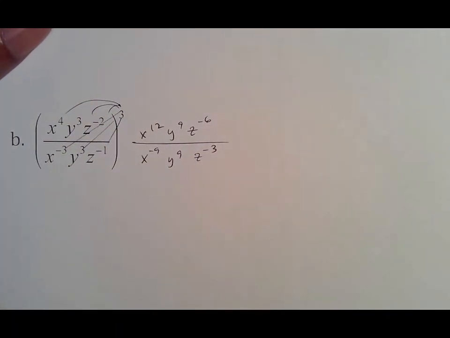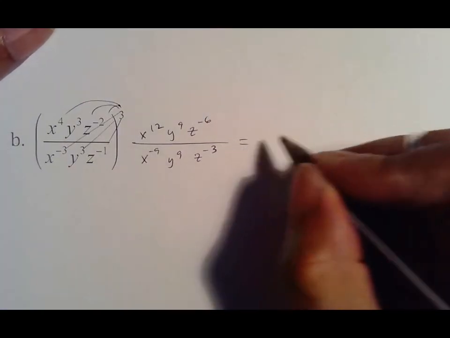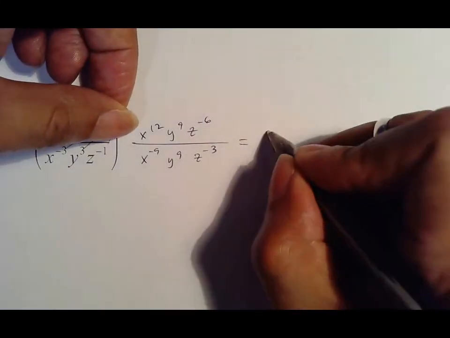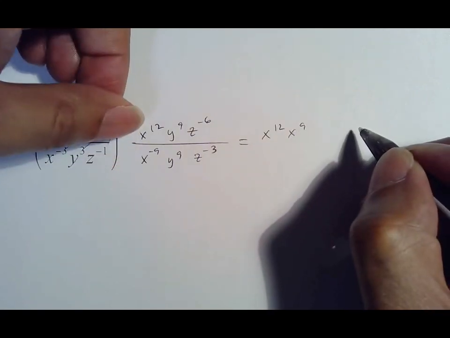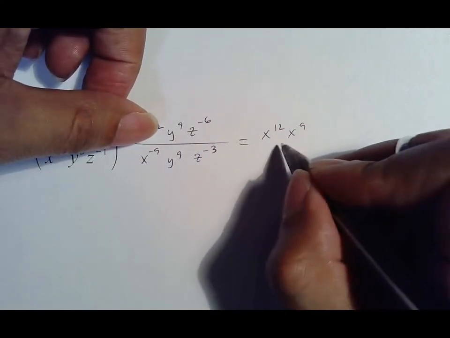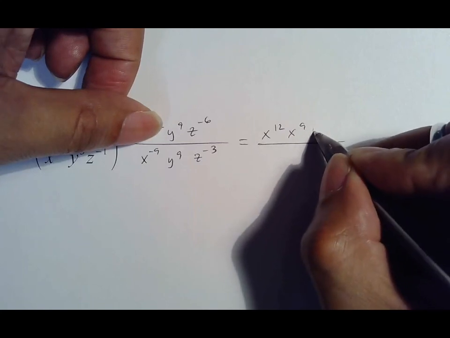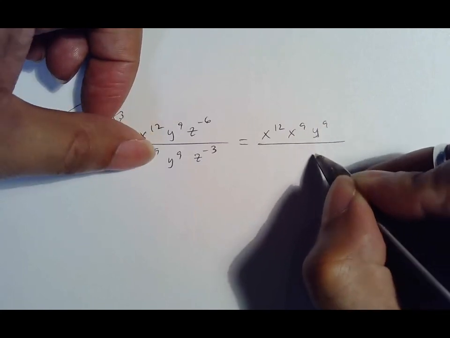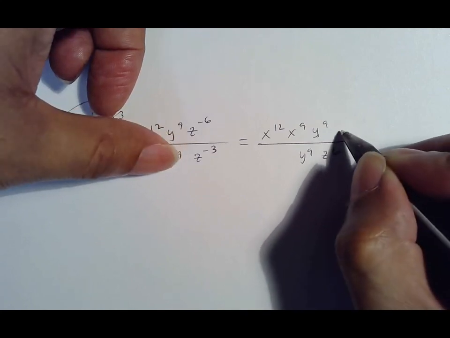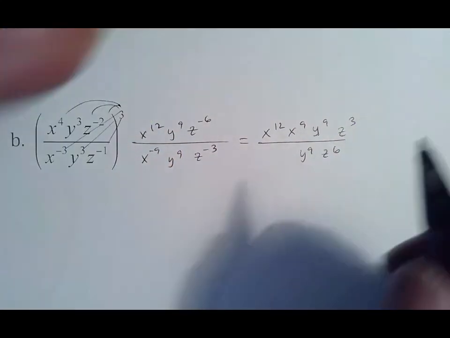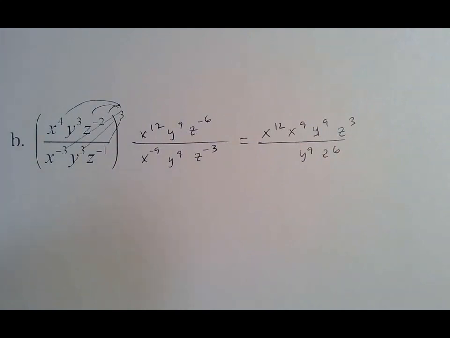Now that I've got all the floating exponents taken care of, I'm going to move everybody who's happy or unhappy to where they want to be. So x to the 12th stays up, but x to the 9th moves up. Again, stay up, moves up. Your y to the 9th stays here. This y to the 9th also stays here. This z to the 6th moves down. This z to the 3rd moves up. Notice I'm not worried about how organized it or how nice it looks. I'm just organizing my parts so I can see where everybody wants to be.